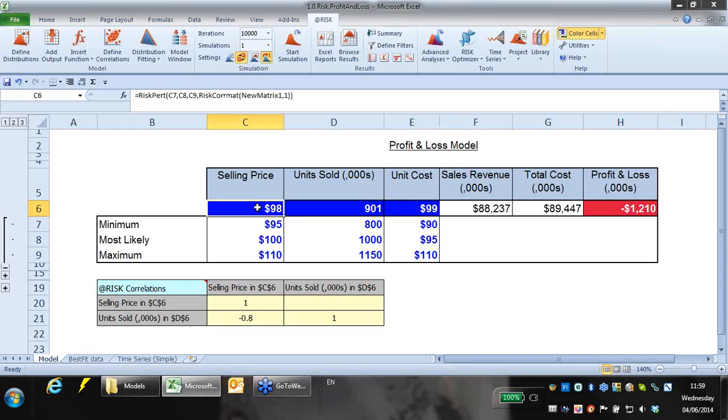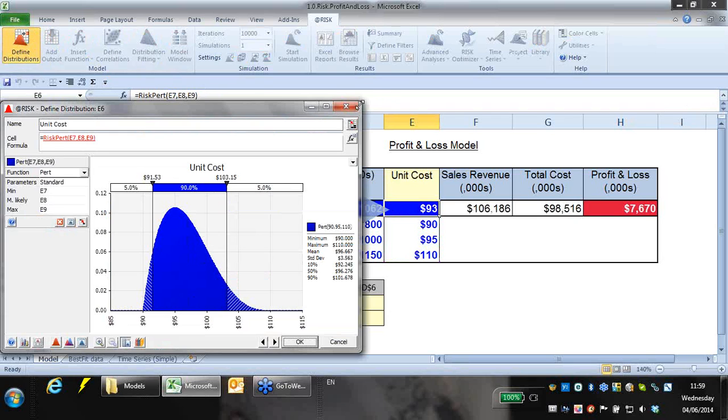And so what @RISK has done, actually I should probably have talked about this a little bit more at the time, but when we build in distributions, @RISK has added these extra functions into Excel, and that's what you then see in the formula bar. So for unit cost, I've got a distribution with a minimum value of the value in E7, the most likely in E8, and the maximum in E9, and that's the function equivalent of this distribution here.